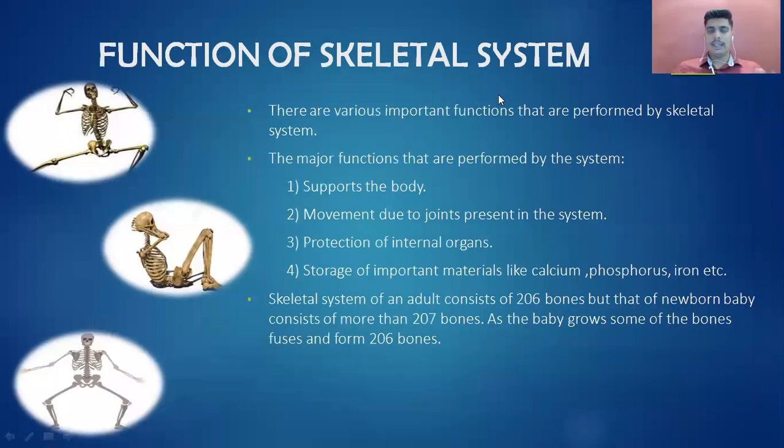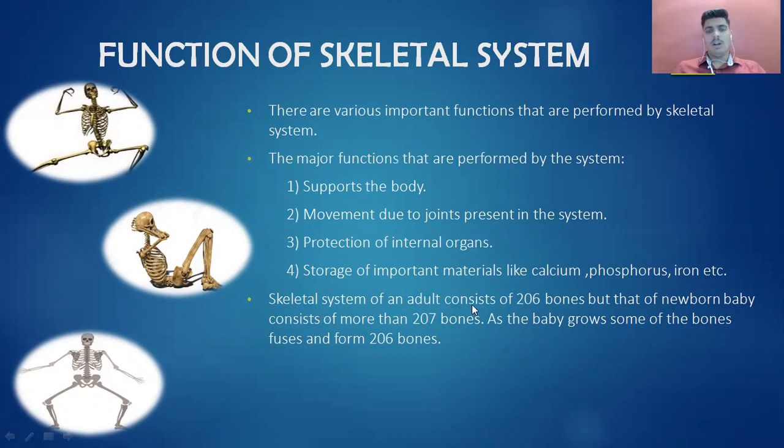Now, functions of the skeletal system. There are various important functions that are performed by the skeletal system. The major function is to support the body. Imagine if it was not there, we wouldn't have a standing structure of our body, because bones are hard and cannot be pressed easily. That's why it supports our body to stand. Then movement due to the joints present in the system, protection of internal organs, and storage of important materials like calcium, phosphorus, iron, etc.